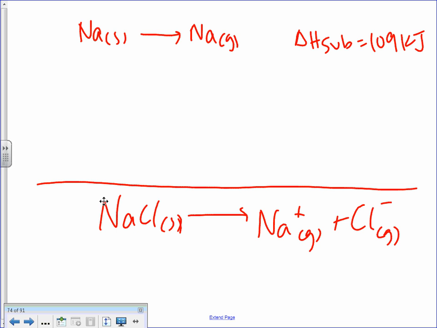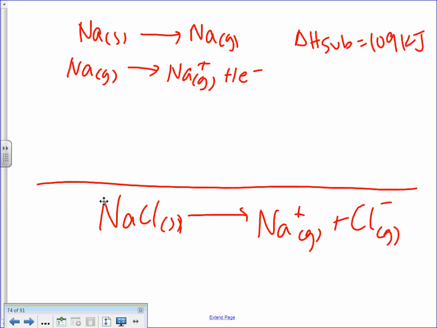Okay, so I've got sodium in gaseous state. Is it an ion form yet? No, it's not an ion form. So I want to take this and I want to ionize it. How do I ionize it? So what ion am I making? Na gas plus, right? And then what's over here? 1 electron. What process is that?